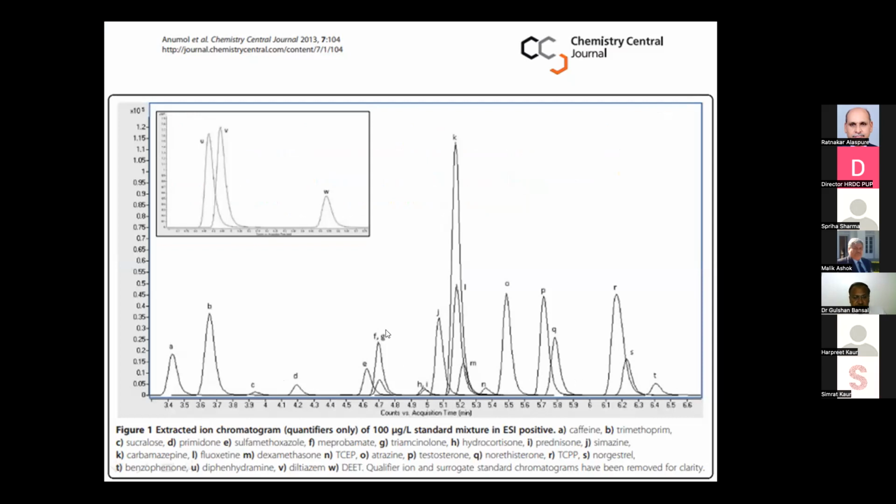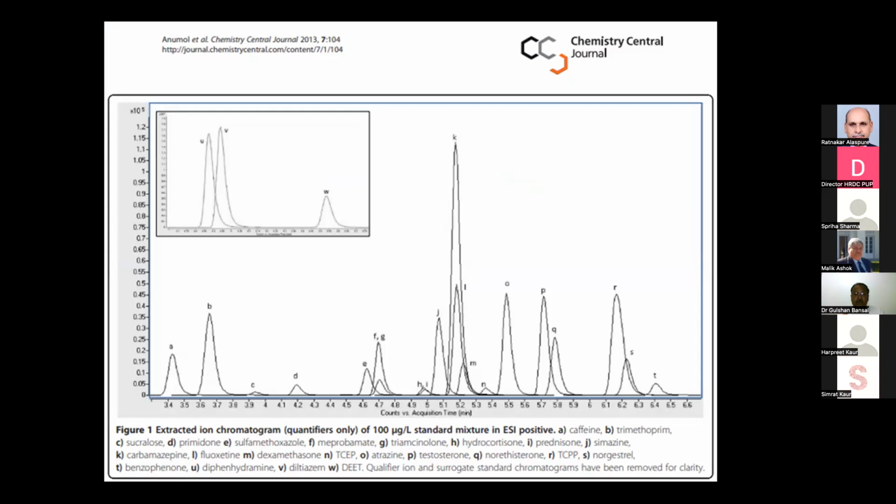And you will be seeing here that some of the peaks are overlapping. So these peaks are overlapping, let's say K, L, and M. Here K is carbamazepine, L is fluoxetine, and M is dexamethasone. They are overlapping, right? So the question may come to mind that it is a resolution problem.